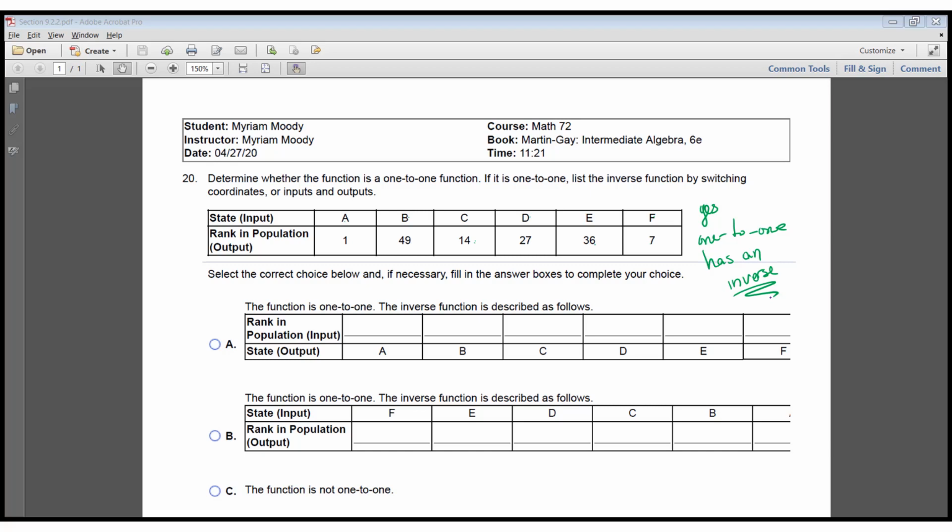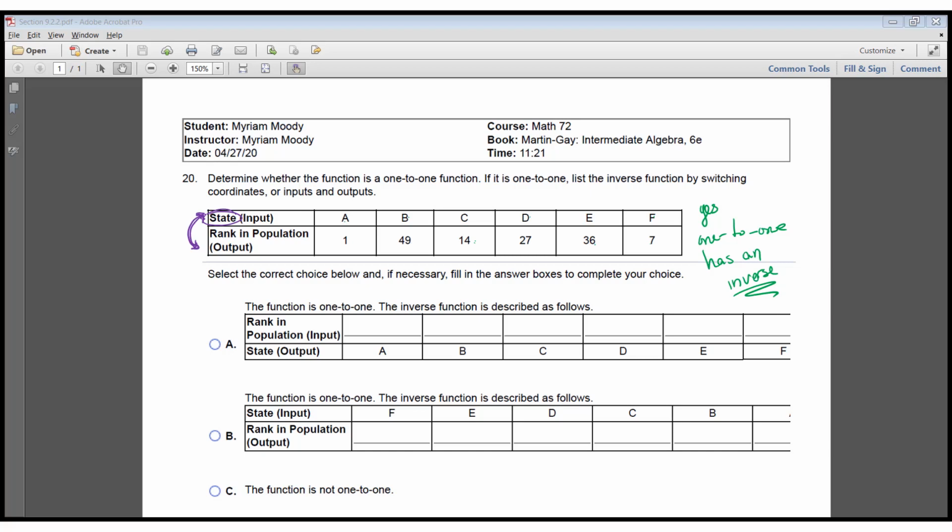Now here's the cool thing about a one-to-one function. Yes, it has an inverse. And the inverse, to find it, is very simple. The input and the output switch. For one-to-one functions, when you're trying to find their inverses, the input and the output switch. So my input was the states A, B, C, D, E, and F, which means for the inverse function, the states will now be the output.